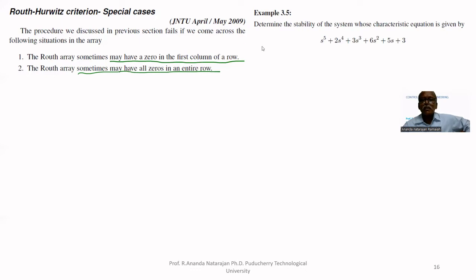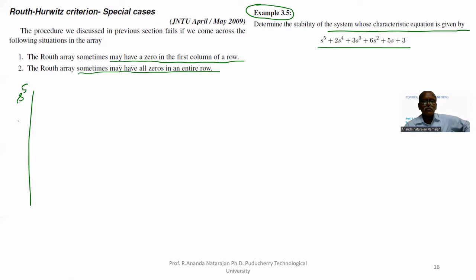Let us now consider this sum. Example 3.5. Determine the stability of the system whose characteristic equation is this. That is, the denominator polynomial of this system is this. Now we have to form the Routh array. What is the highest degree? S power 5. So we write S power 5 and S power 4 rows. In the first row we write 1, 3, 5. In the second row we write 2, 6 and 3. So the first 2 rows we got.